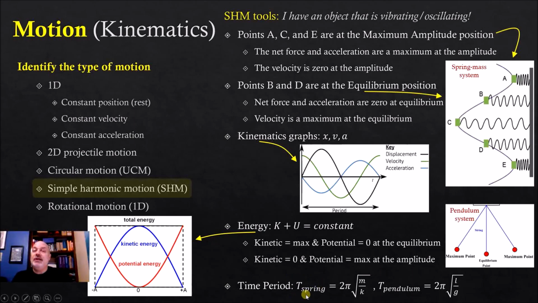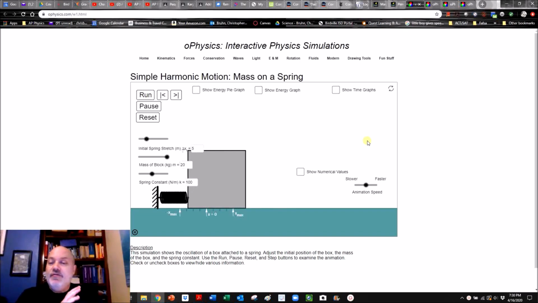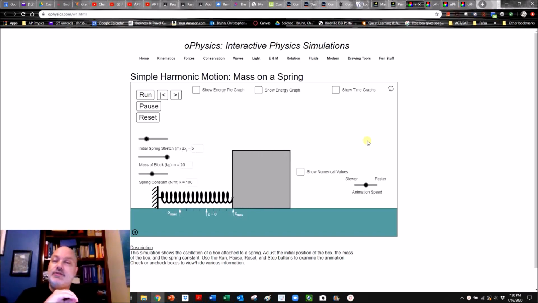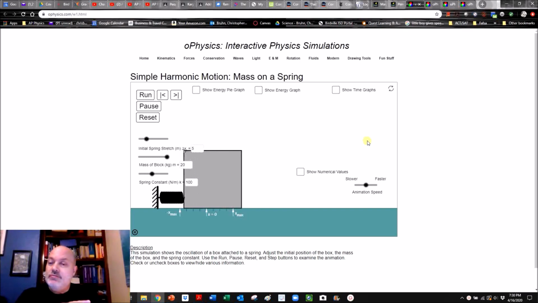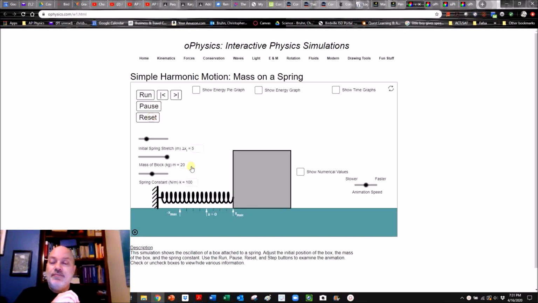So let's look at some simulations. Here we have a mass attached to the end of a spring, and it's on a frictionless surface of science, so it's going to oscillate forever. All it does is go back and forth and back and forth. Let's take a look at the time period first. Okay, so if we start out here at our max position and it's going to go out and back, if I hit run, notice how long it takes to go back and forth.